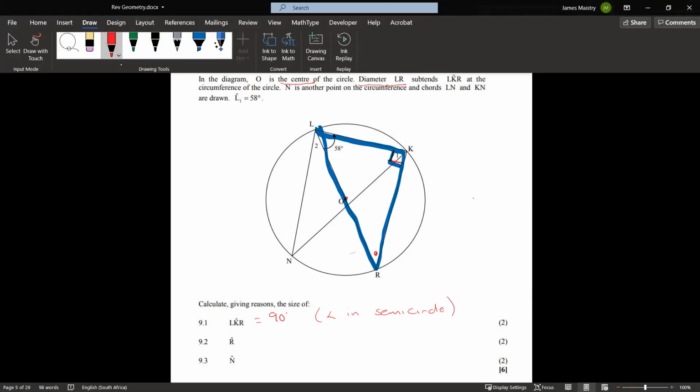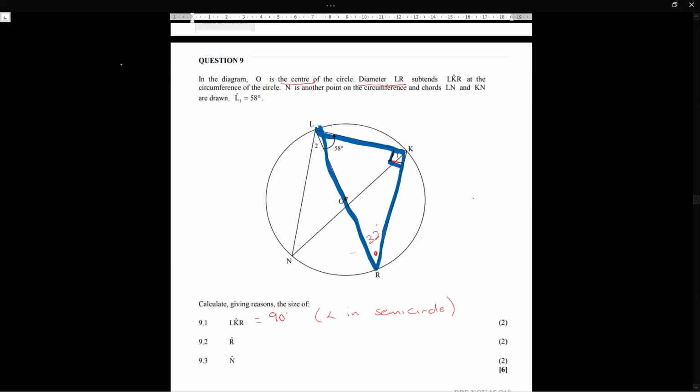Can I have an answer? Did somebody work that out? Did you get 32 degrees? Yes, sir. And what reason would you have? Sum of angles of a triangle, sir. Angles of a triangle. Now, if you don't have your reason right, you're going to lose marks.